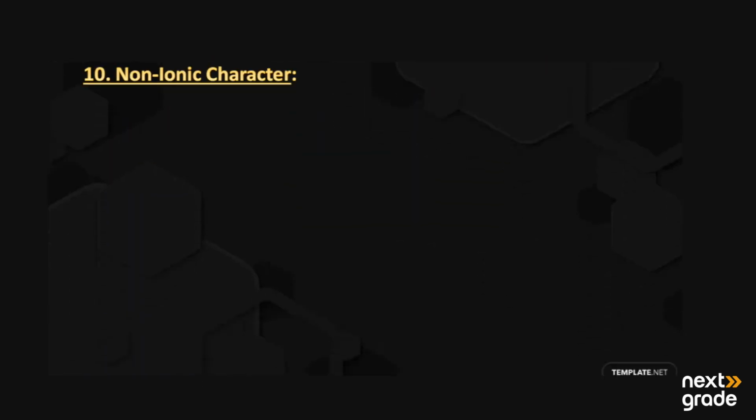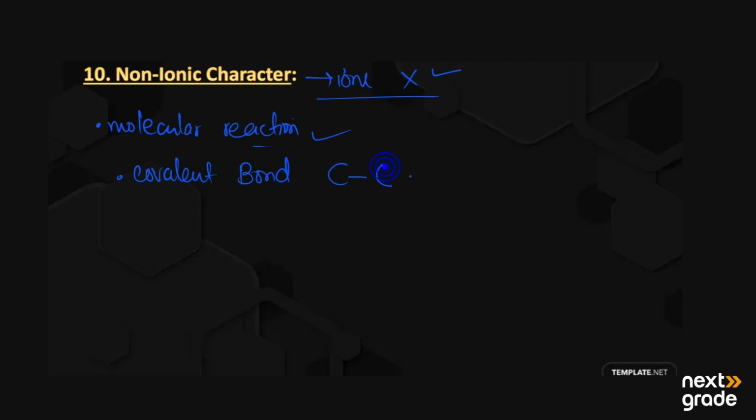Next we have its non-ionic character. Non-ionic character means they do not furnish ions, or they do not produce ions. So the covalent or the organic compounds do not produce ions, they show molecular reactions. They do not have ionic reactions, they have molecular reactions mainly. And the organic compounds have mainly the bond that is known as covalent bond. They have covalent bond between carbon and carbon, and between hydrogen and carbon.